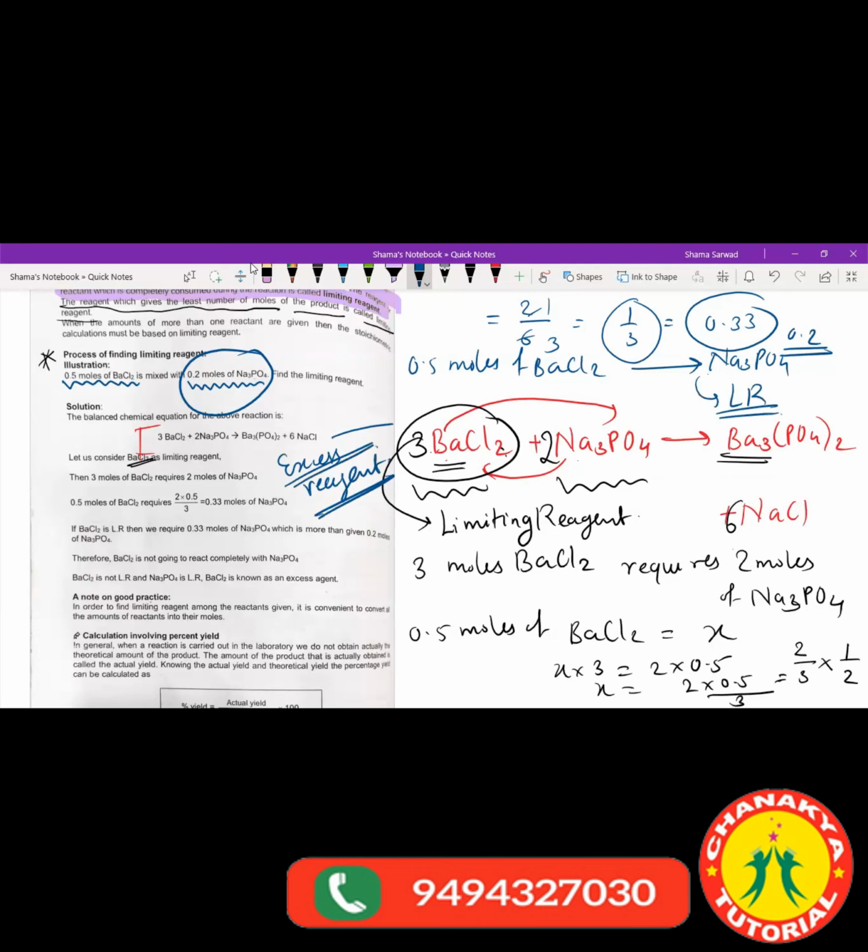How to find out, understood or not? So you just have to calculate on the basis of your given problem. Compare the values. If your calculated value is greater than the given value, then that won't be a limiting reagent. Either it is equal or less than the given value, then it is the limiting reagent. If you write down somewhere, that's fine. See, if barium chloride is a limiting reagent, then it requires 0.33 moles of sodium phosphate, which is more than the given quantity, that is 0.2 moles of sodium phosphate, and therefore barium chloride is not going to react completely with sodium phosphate. Hence, barium chloride is not a limiting reagent and sodium phosphate is the limiting reagent. Then what is barium chloride called? It is known as the excess reagent.